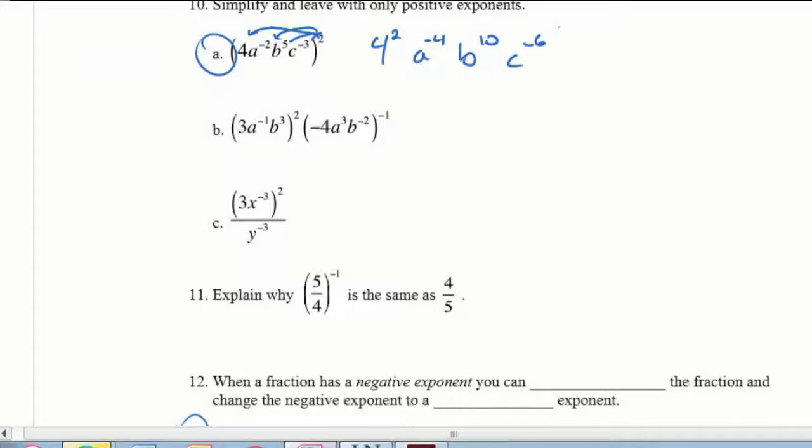Now I know I can't have negative exponents in my answer, so I'm going to evaluate the 4 squared, which gives me 16. I have b to the 10, which is positive, and then I'm going to find the reciprocal of a to the negative 4, put it on the bottom, a to the positive 4, and c was negative 6 on the top, so I put it on the bottom and it becomes positive. So 16 b to the 10 over a to the 4, c to the 6.